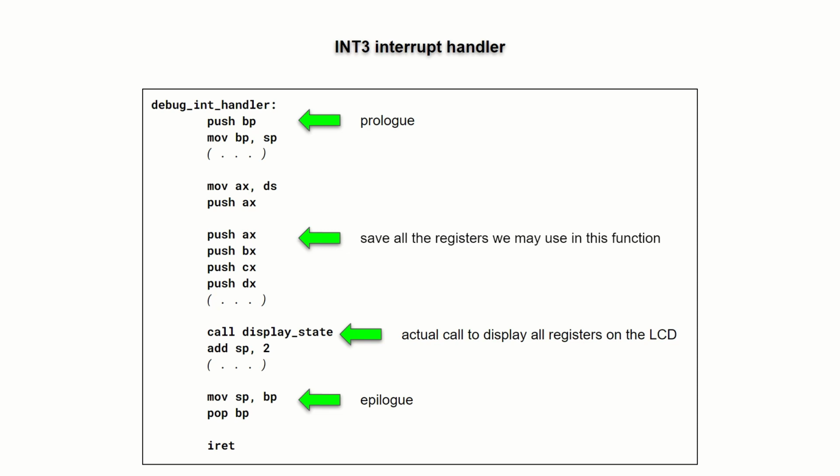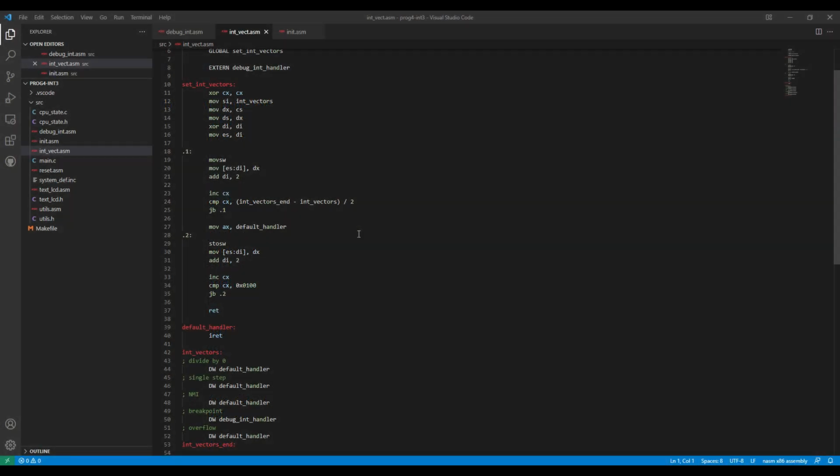The trick here is also to avoid accidental change of any of the registers' values before it gets stored for a call to the display state function. At the end of the day, we would like to display their values at the moment the processor entered the interrupt handler, not some temporary local values, right? Before we see our int3 interrupt handler, let's have a look at this function I mentioned before, that's setIntVectors.